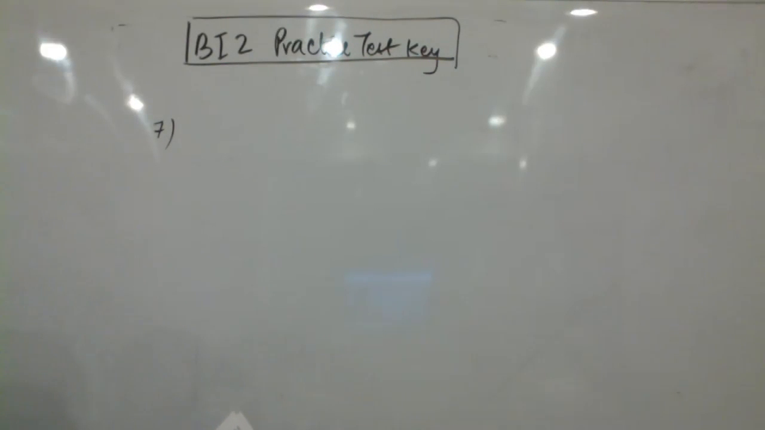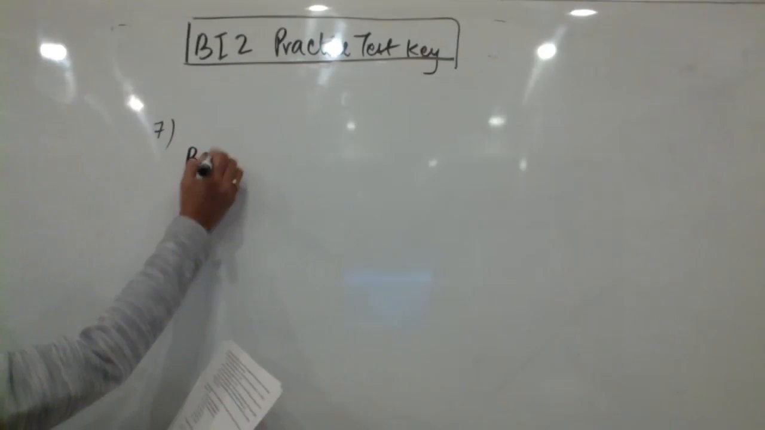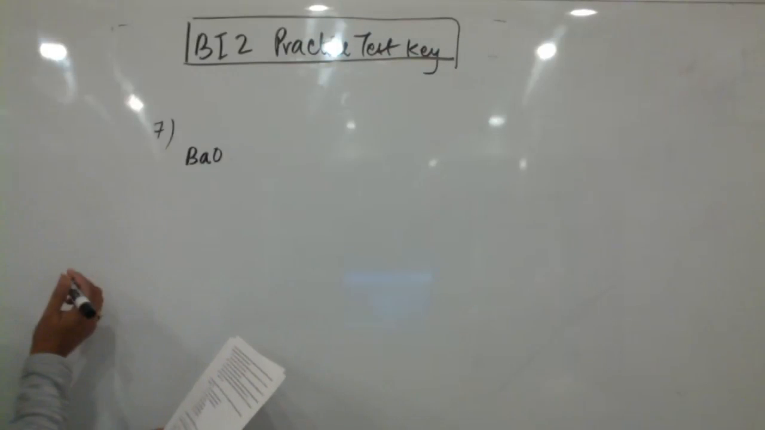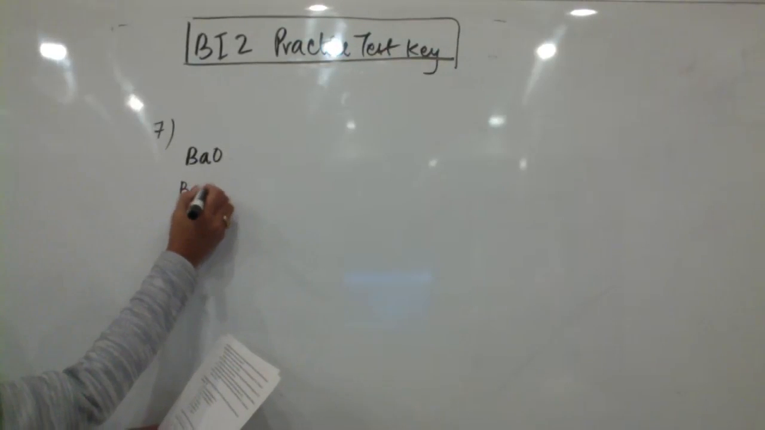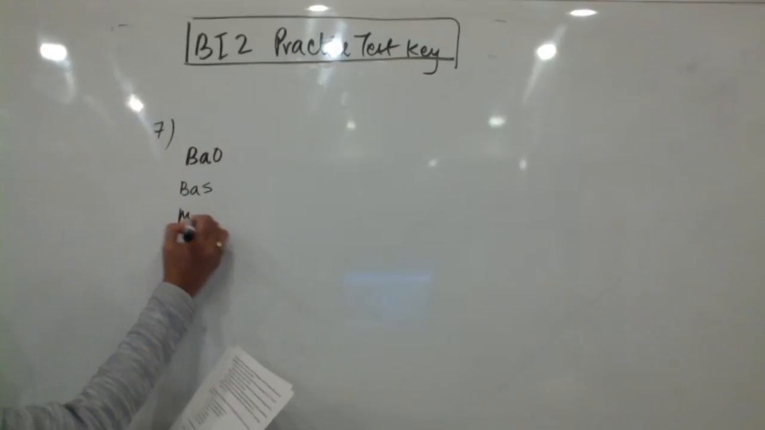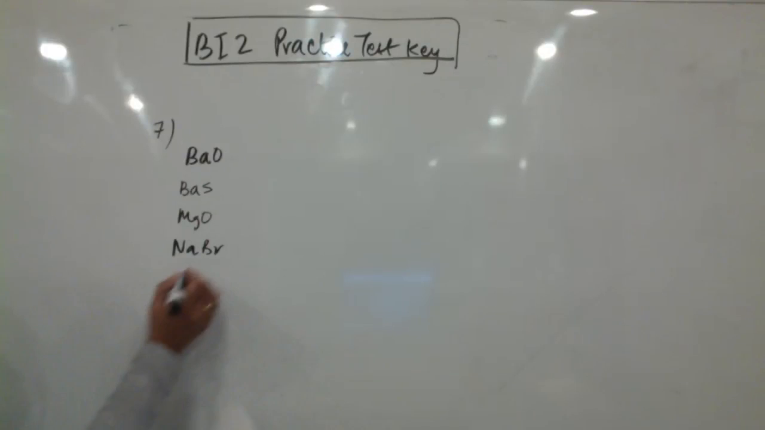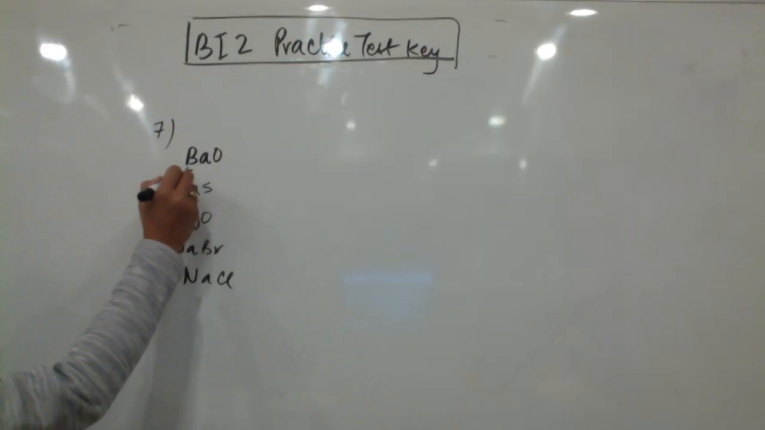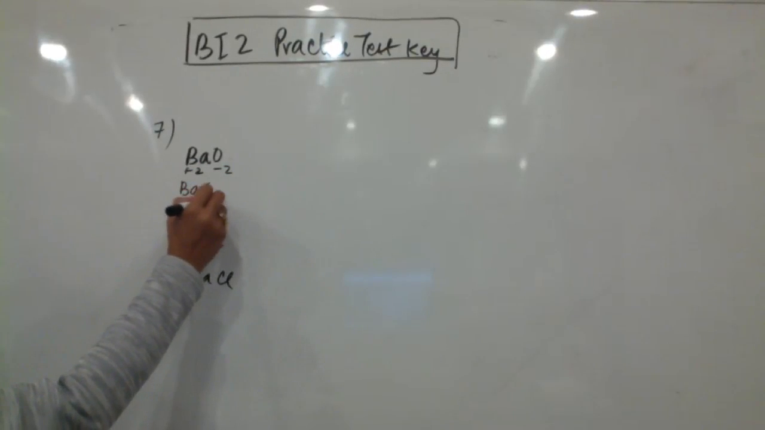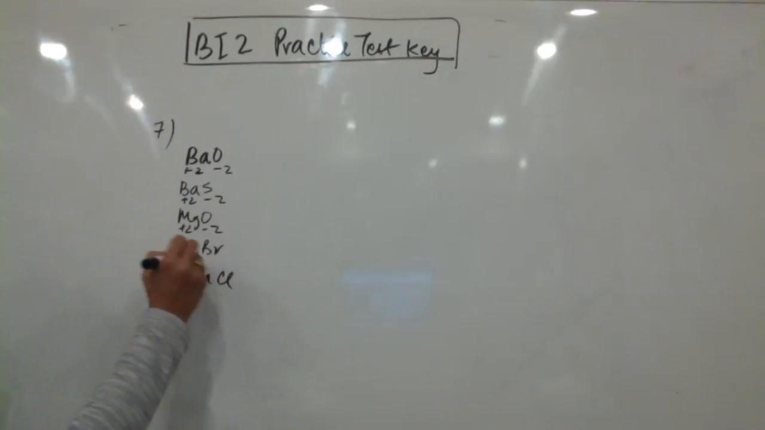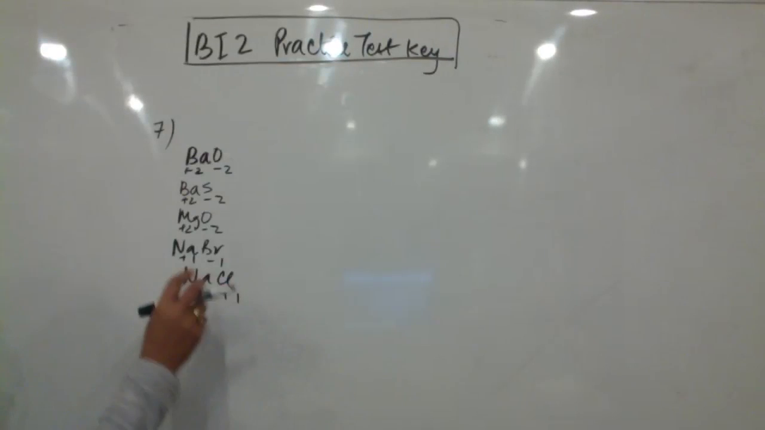formulas and ionic radii of some ionic compounds, and then they ask you which matches their boiling point. So if you look between BaO, BaS, MgO, NaBr, and NaCl, there are 2 factors acting, charge and radii. So this is plus 2 minus 2, plus 2 minus 2, plus 2 minus 2, plus 1 minus 1, plus 1 minus 1. So you know these 3 will have higher lattice energy.